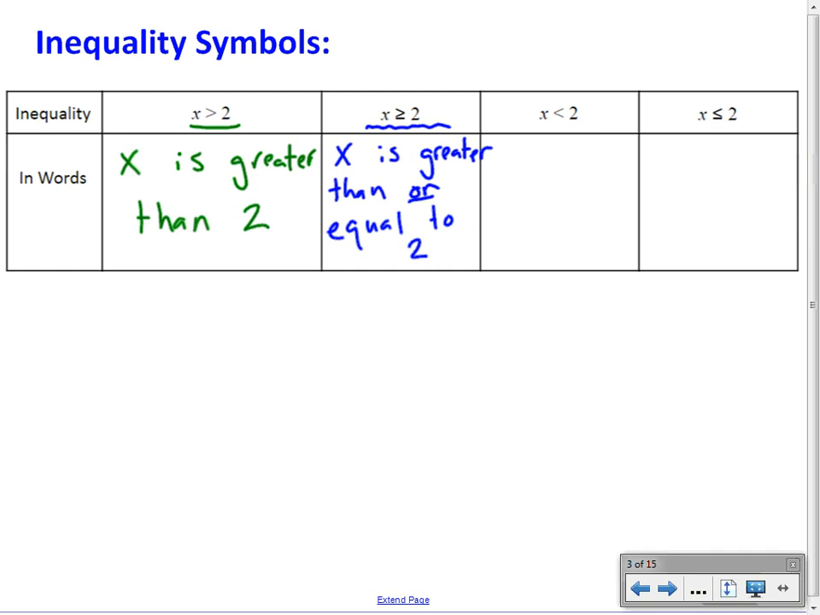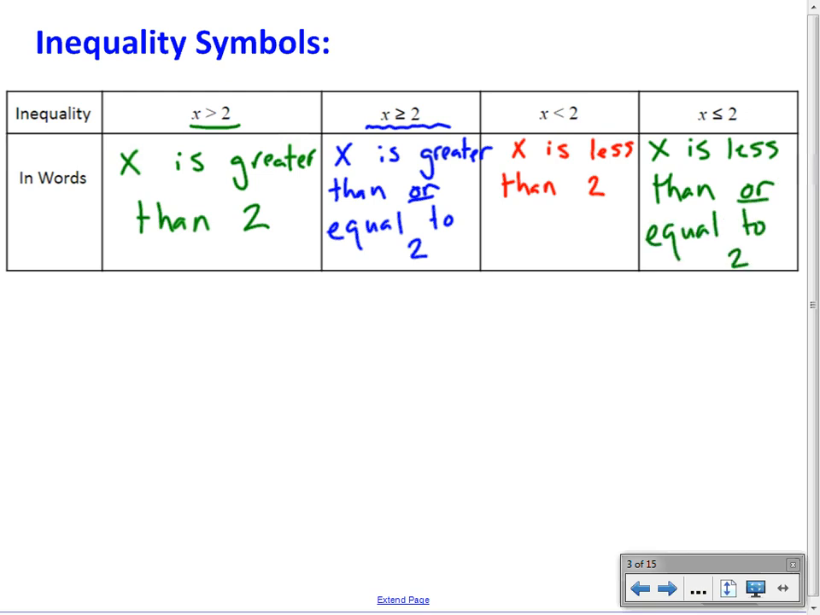Now the last two here, we've got x is less than 2, so smaller. So 1.9, 0, negative 12 would all be less than 2. And then our last one, we have x is less than or equal to 2. So anytime you have that little bar underneath your inequality symbol, it's the equal to part. It's including the number. So that's how we would say all of these.